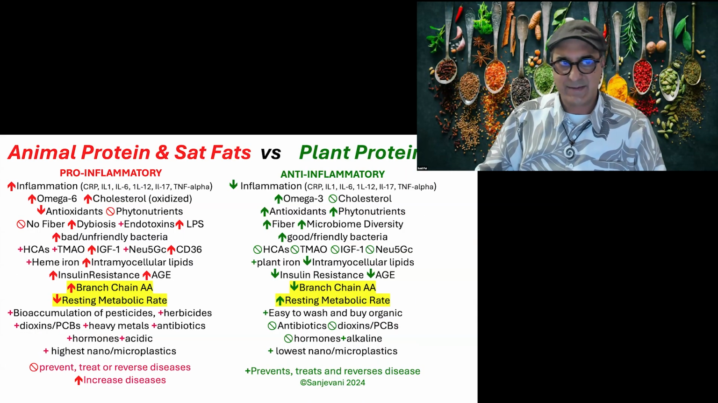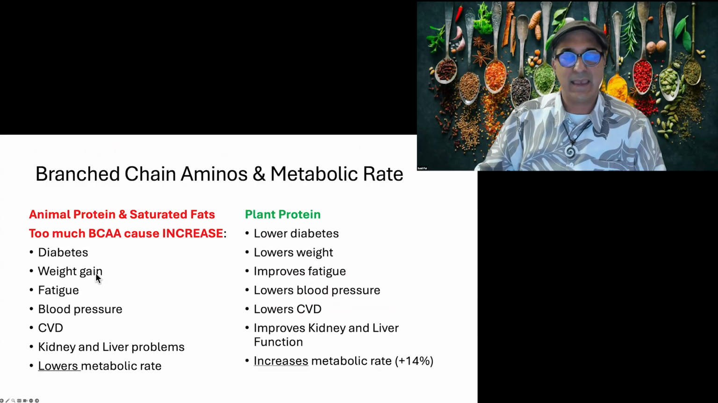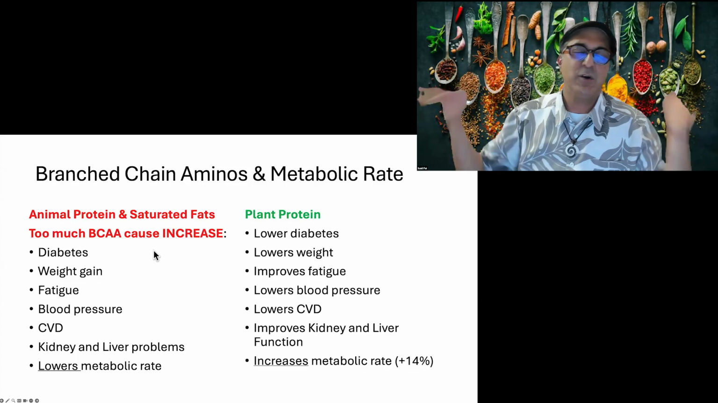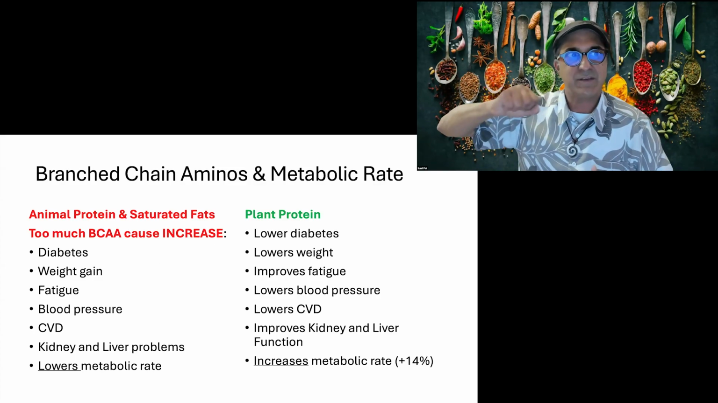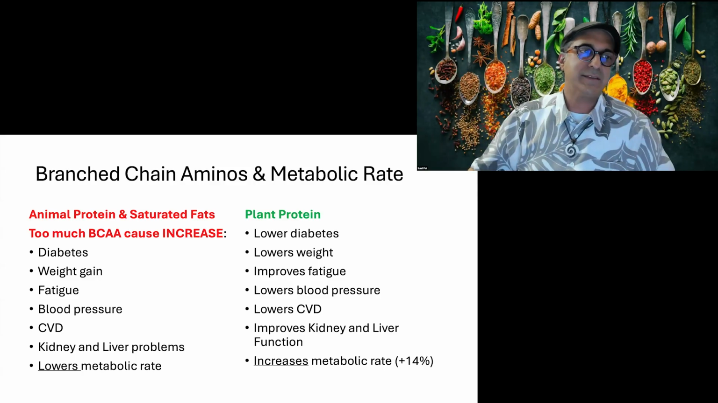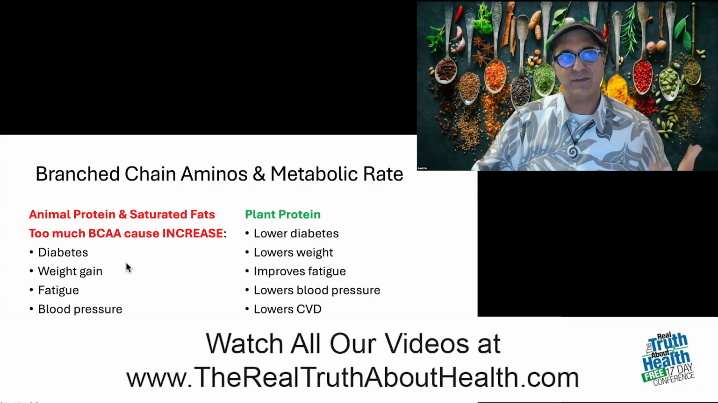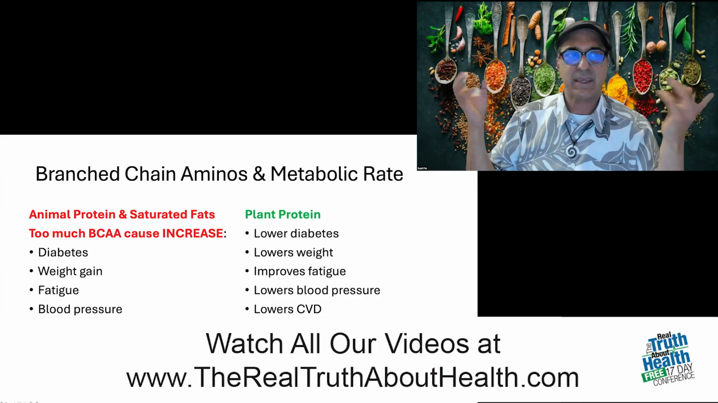Now, when we look at weight being an issue in the United States, again, animal protein has what we call branched chain amino acids. And you always hear, "Oh, you need to have branched chain amino acids and all these other things." Too much branched chain amino acids increase all of this: diabetes, weight gain, fatigue, blood pressure, heart disease, kidney, liver problems.